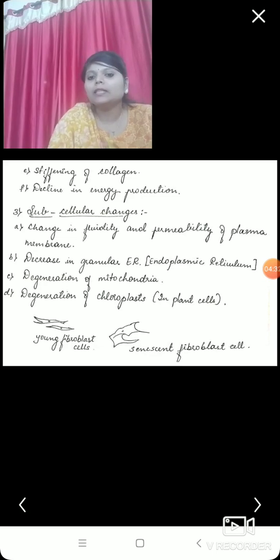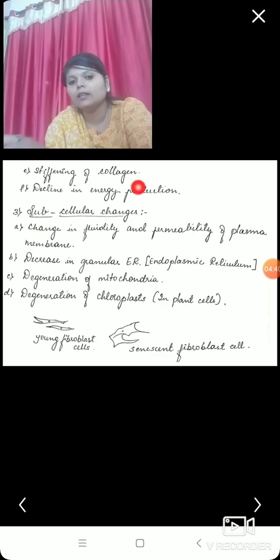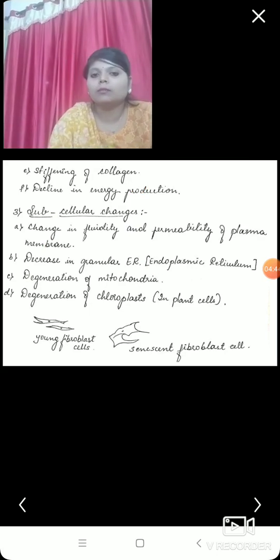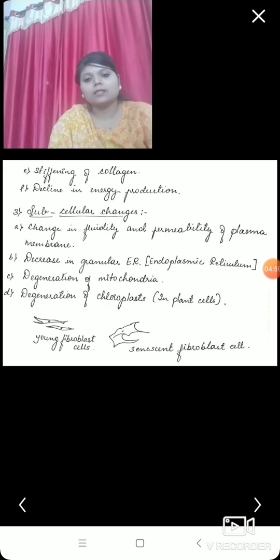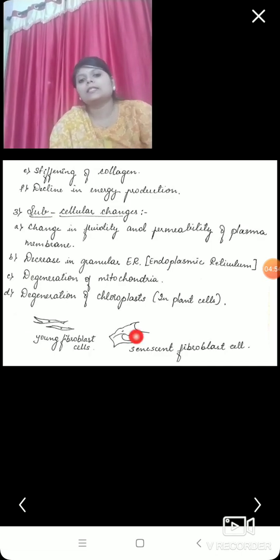The permeability reduces. Decrease in the granular endoplasmic reticulum, degeneration of the mitochondria, which I discussed a little earlier, that is decline in the energy production, which is in turn connected with the degeneration of the mitochondria, degeneration of the chloroplast in case of the plant cells. So this is the fibroblast cells which you can see here, and this is the senescent.